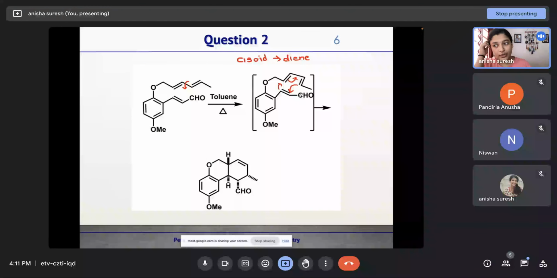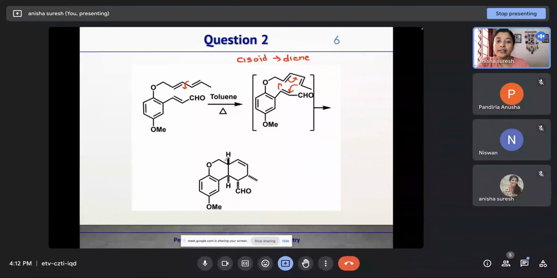And we know it will be following endo rule. Because of this carbonyl, secondary overlap will be possible. And because of that it will follow endo rule of Diels-Alder reaction, and hence this group will be coming below the plane. Since this will come below the plane, and these two groups you see, these are in the same direction. So both the hydrogens, they will be coming in the same side.